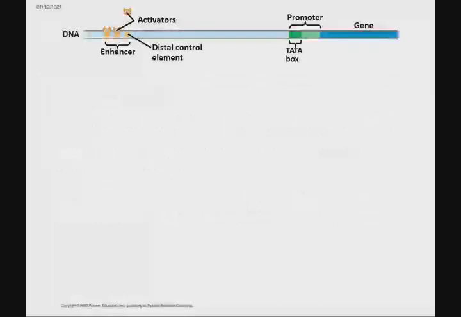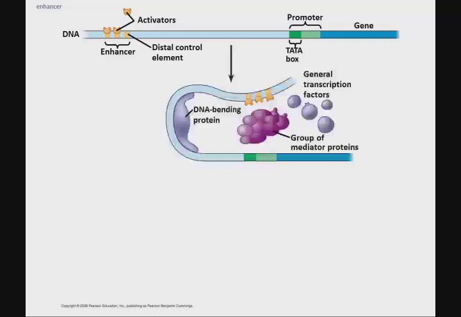So if we look at a model of how this works, we can see there is our promoter, there's our TATA box, and there's our gene. Okay, the simplified version. Way down far away, we have our distal control elements and our enhancers. Activators, proteins that recognize the DNA sequence of the enhancer, bind to it. And then one explanation for this is that we have the DNA actually bend to bring the distal control elements, the enhancers, near to the TATA box and the promoter.